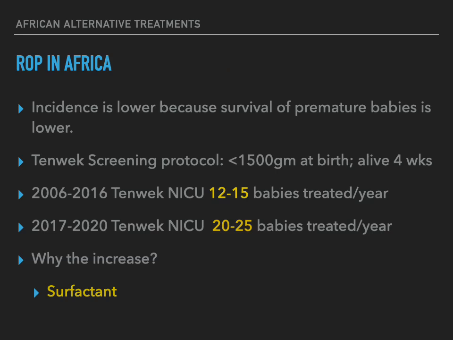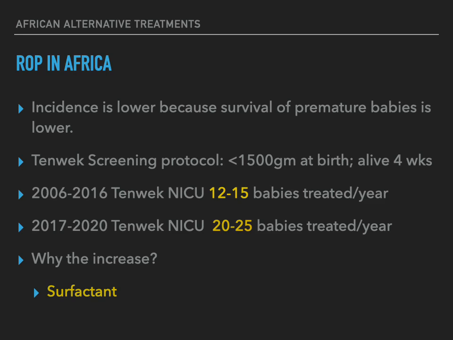What about ROP in Africa? Well, the incidence in general is lower because survival of premature babies is lower. At Tenwek, our protocol is to screen babies less than 1,500 grams who have been alive for 4 weeks. On average, the first 10 years of my time here at Tenwek, we were only treating 12 to 15 babies a year. But since 2017, we've been treating 20 to 25 babies a year.